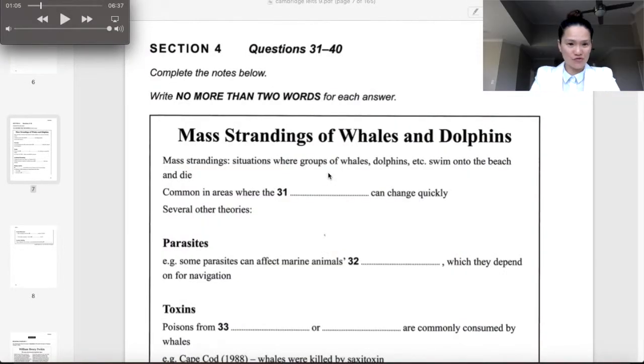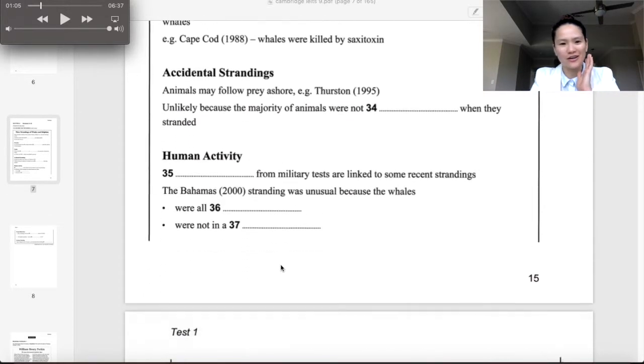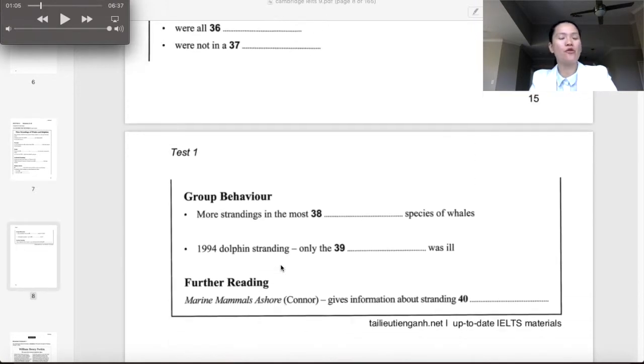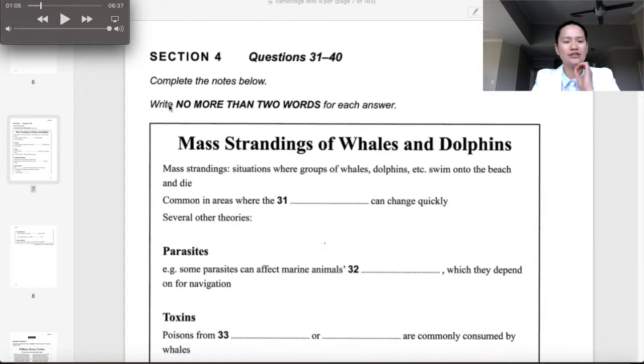Enjoy the video together. Here is section 4. Okay, we try to score section 4 listening together. Now we know that they have 40 words. You have to find it and write no more than 2 words. So that means it can be 1 word or 2 words.